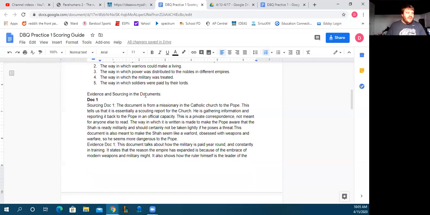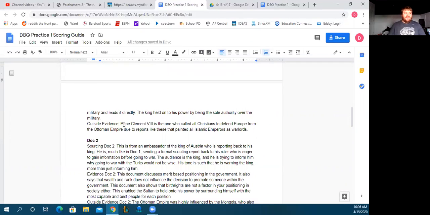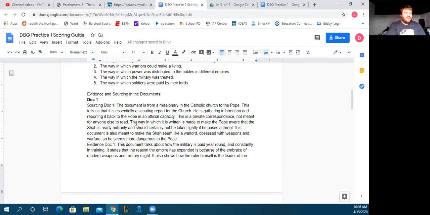So I broke down each thing in here, and I started with sourcing for the document. Then I did evidence from the document, and then outside evidence that you could have used for this. You will see some of the documents are easier to pull these points from than others, right? So for document 1, sourcing for document 1, the document is from a missionary in the Catholic Church to the Pope. This tells us that it's essentially a scouting report for the church. He's gathering information and reporting it back to the Pope in an official capacity.